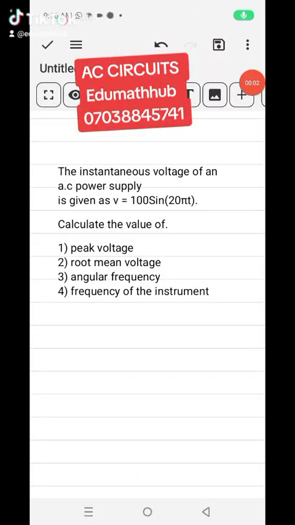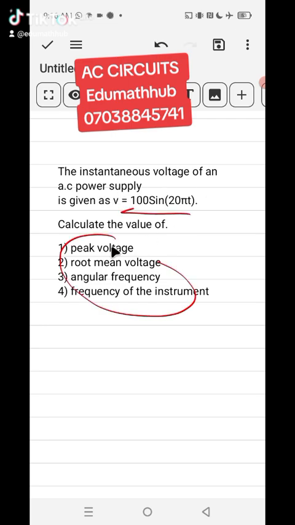With our question, we're having this first example. This is under AC circuit. In this question, we are told that the instantaneous voltage of an AC power supply is given as this. Then we have to find all these guys here. So let's take it one by one.